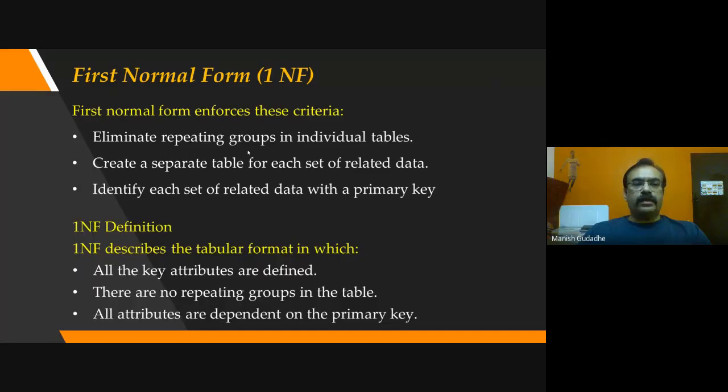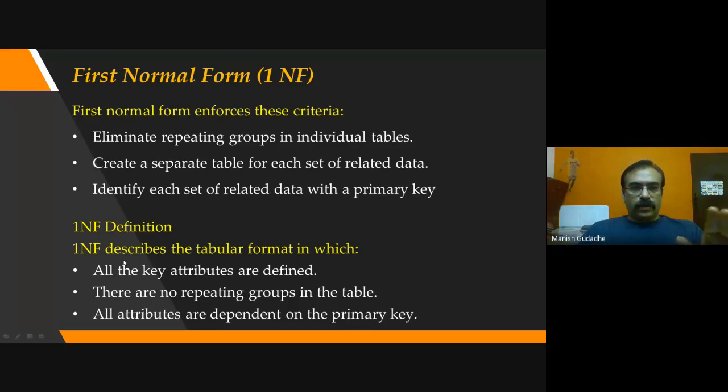And what is the formal definition of it? 1NF describes the tabular format in which all the key attributes are defined, and hence we are avoiding the subtotal and the total charges. All the key attributes are defined. There should be no repeating groups in the table. That's why we are making an entry for every row separately. And all attributes are dependent on the primary key. That will be our assumption.